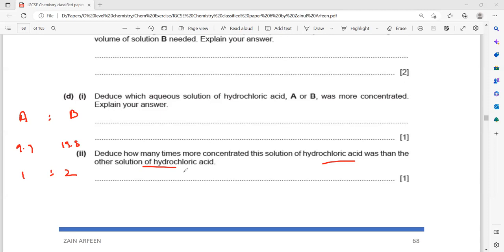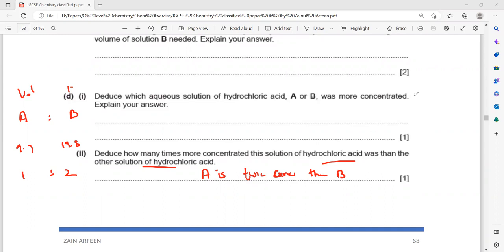You can also write it in the ratio. So how many times more concentrated was the hydrochloric acid? A is twice as concentrated as B. How do we work out twice? Because the volume ratio is 1:2, so the concentration ratio will be 2:1. No, B is not twice, A is twice as concentrated. A has more concentration than B.